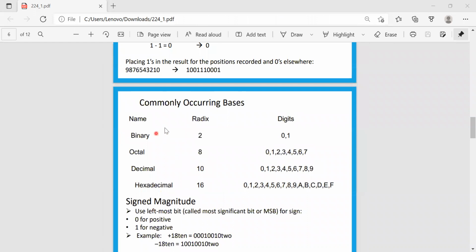These are the different types of number systems. Binary has two digits, 0 and 1. Octal means 0 to 7. Decimal means 0 to 9, and hexadecimal is 0 to F, 16 values.